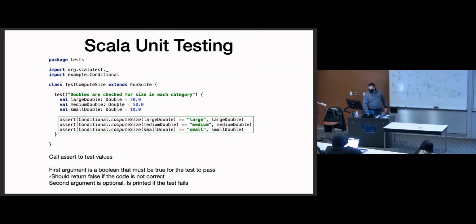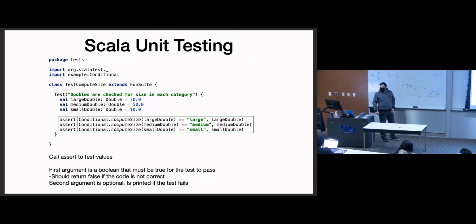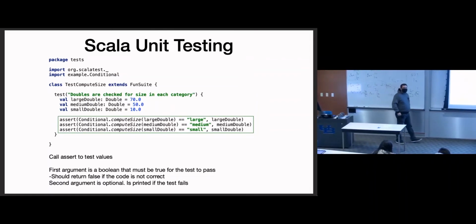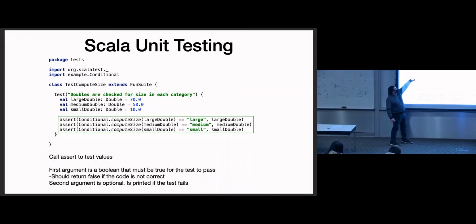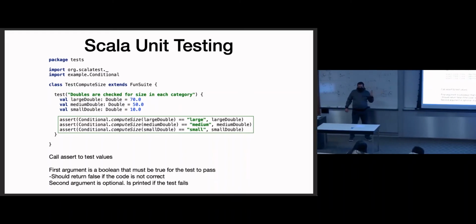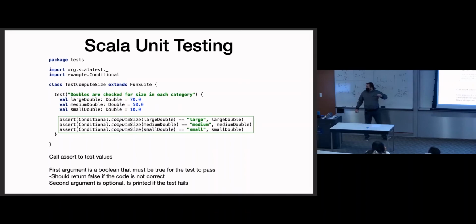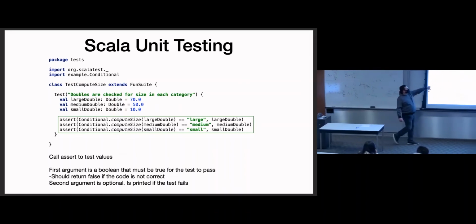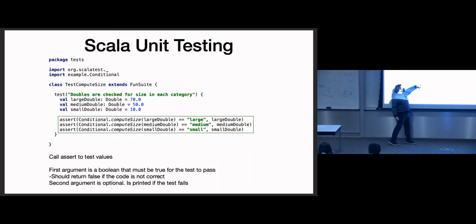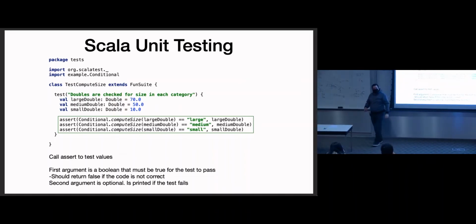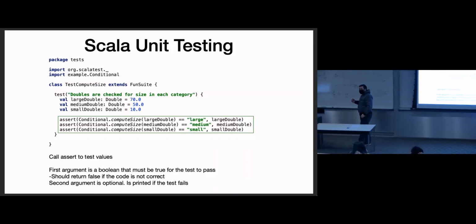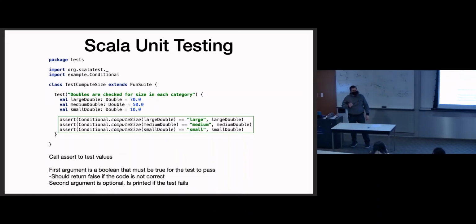And finally, the tests themselves. For these, we're going to use the assert method, which was imported from the org.scalatest package. Or no, sorry, it was imported from FunSuite. It's a method in FunSuite. Anyway, we have assert that we can call. It's available to us, and this is what's going to actually test our code.